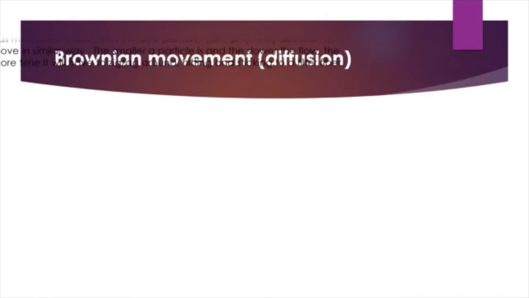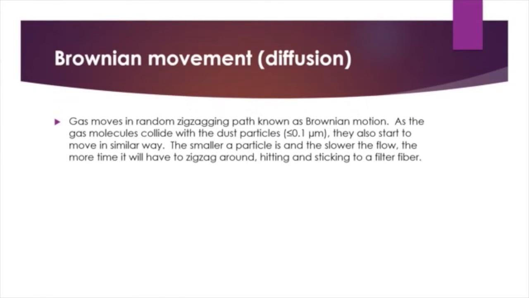Brownian movement. Diffusion. Gas moves in a random zigzagging path known as Brownian motion. As the gas molecules collide with the dust particles, which are below 0.1 micrometer, they also start to move in a similar way. The smaller a particle is and the slower the flow, the more time it will have to zigzag around, hitting and sticking to a filter fiber.